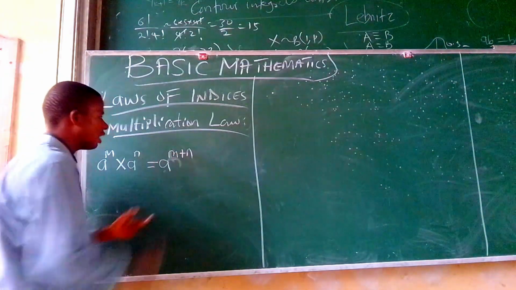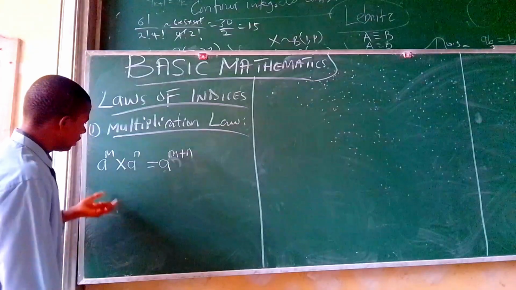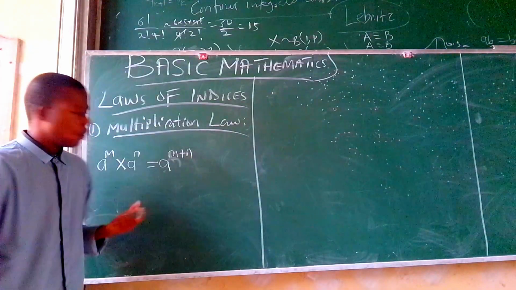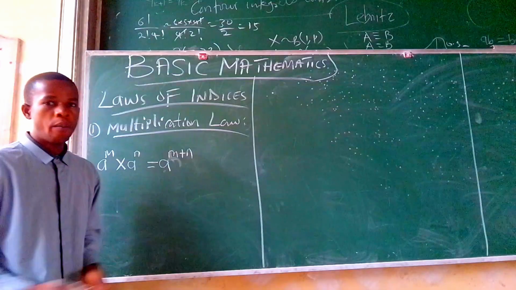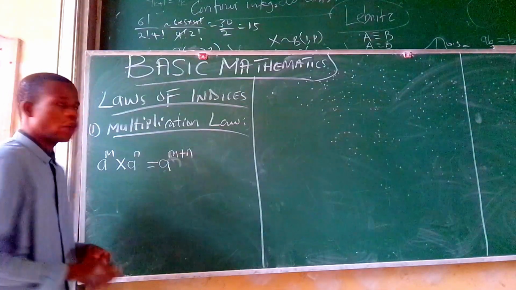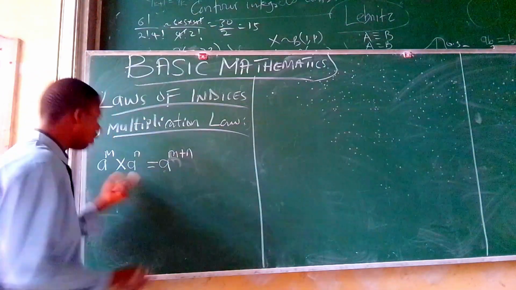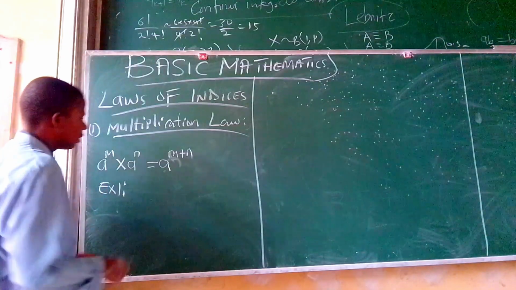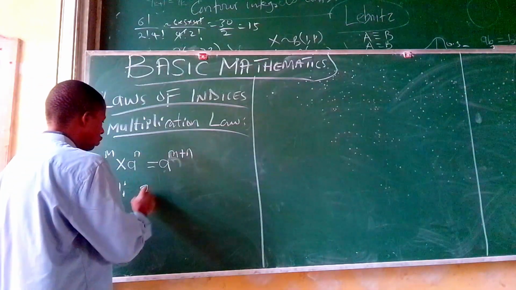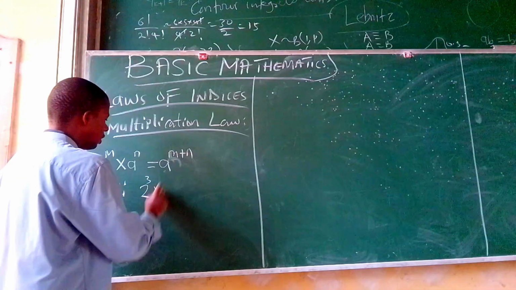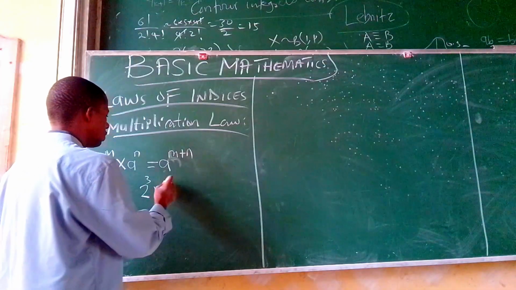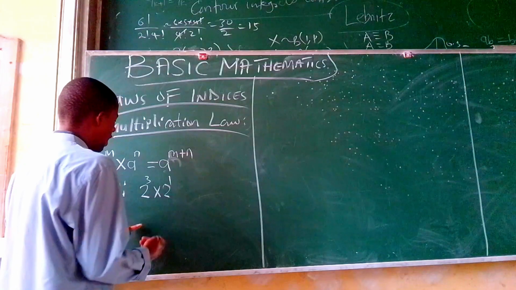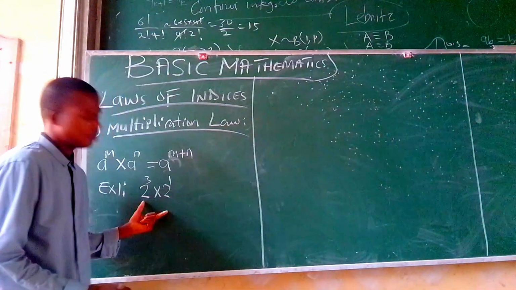This law is applied when we have bases that are the same. When we have bases that are the same numbers, this is when we apply the multiplication law of indices. Let's look at an example on it. Example 1. We have 2 raised to the power of 3 times 2 raised to the power of 1. They say we should express this.